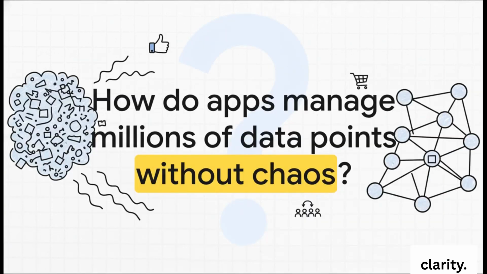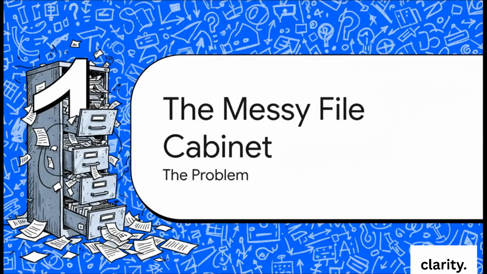But seriously, just stop and think about it for a second. Every single like, every purchase you make, every new friend you add, that's all a piece of data. How does it all get stored and found and linked together in a fraction of a second? Well, the secret is a journey from complete and utter chaos to this really elegant, structured clarity. And to really appreciate that clarity, we have to start with the mess.